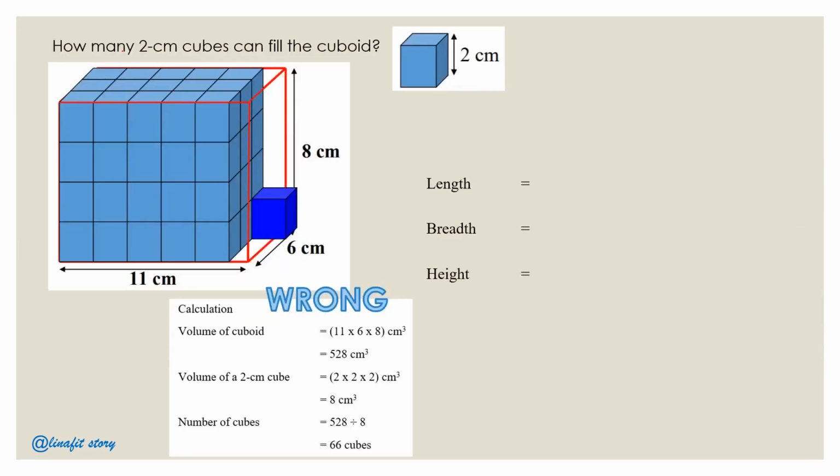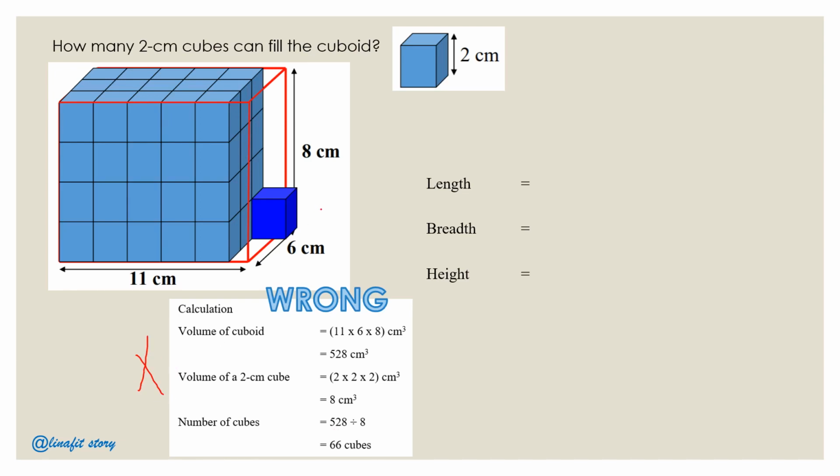How many 2 cm cubes can fill the cuboid? If you give the answer by finding the volume of the cuboid, 6 times 11 times 8 is 528, and then finding the volume of a 2 cm cube, 2 times 2 times 2 is 8 cubic cm, so the number of cubes will be 528 divided by 8 is 66 cubes. This is a wrong calculation. Then how to get the correct answer?